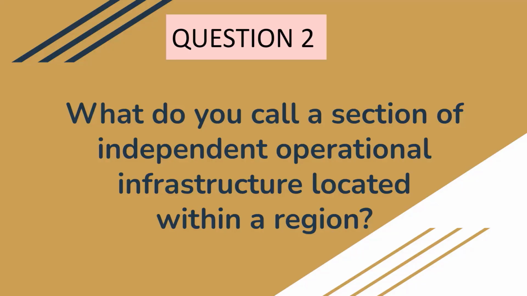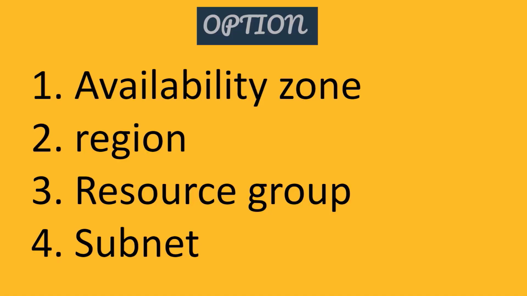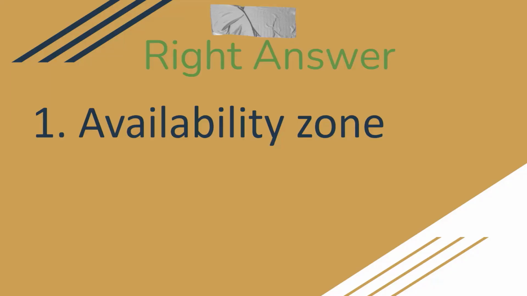Question 2. What do you call a section of independent operational infrastructure located within a region? Option 1. Availability Zone. 2. Region. 3. Resource Group. 4. Subnet. Right answer. 1. Availability Zone.